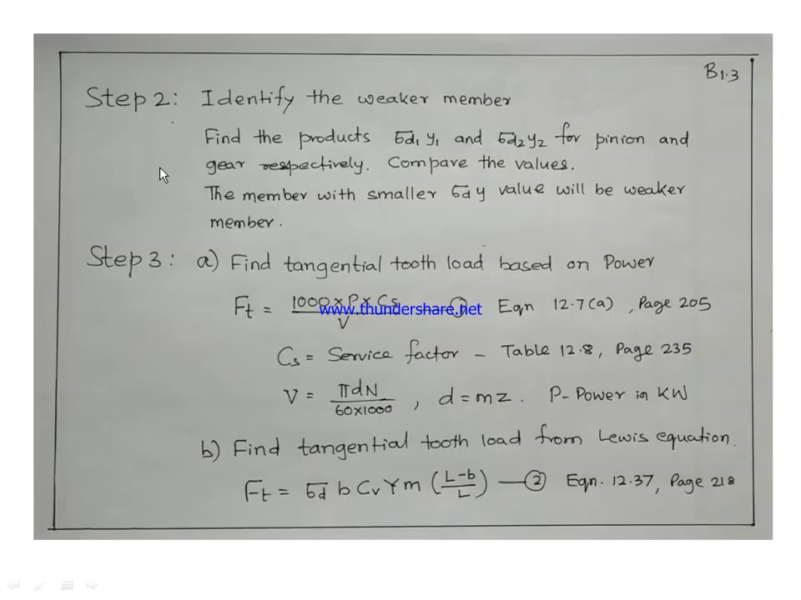The next important step is to identify the weaker member among the pinion and gear. Now as usual, you have to determine the product sigma d1 and Y1 for pinion, sigma d2 and Y2 for the gear, and whose value comes less is the weaker member. Now after comparing the values of these two, the member with smaller value of sigma d into Y will be the weaker member, and that member will be designed.